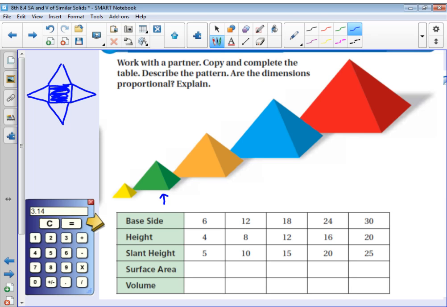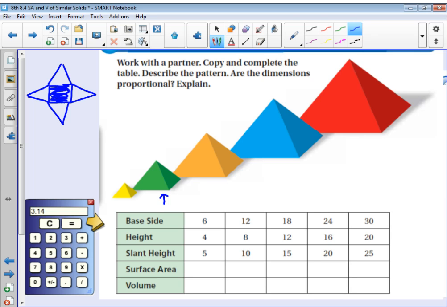Height is the height of the pyramid: if I was standing on the floor of the pyramid and I had to touch the very tip of that pyramid, how high it is. And the slant height is kind of like if I wanted to slide down the outside of the pyramid, how far would that be? Okay, so to do our surface area, we are going to use these 2 pieces: our base side and our slant height.